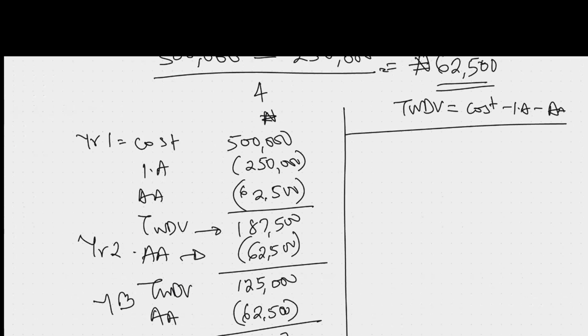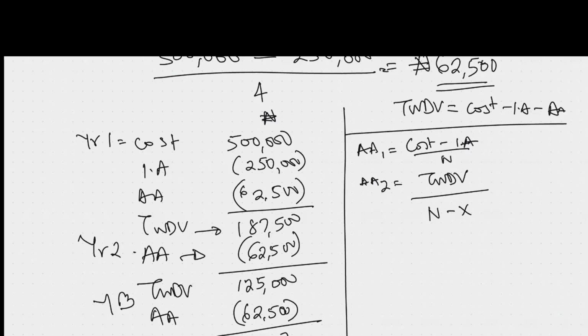You remember we said it's cost. So in year two, the terminal value will be terminal value year one minus annual allowance two.